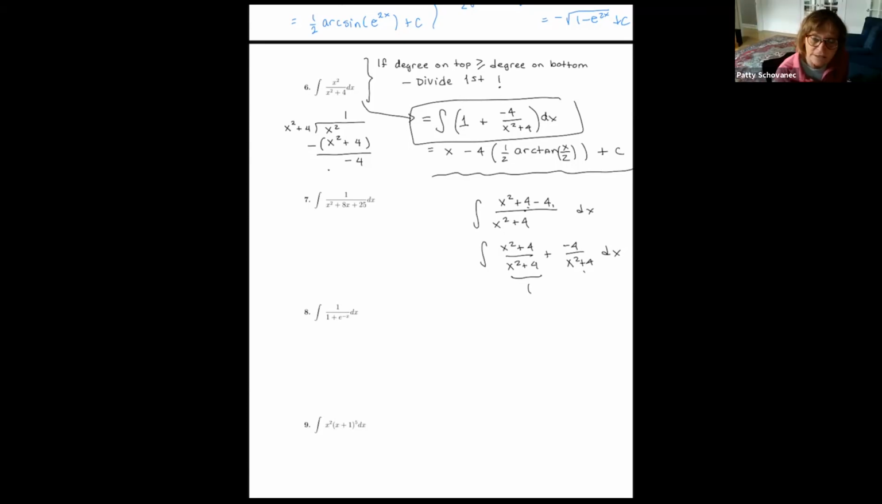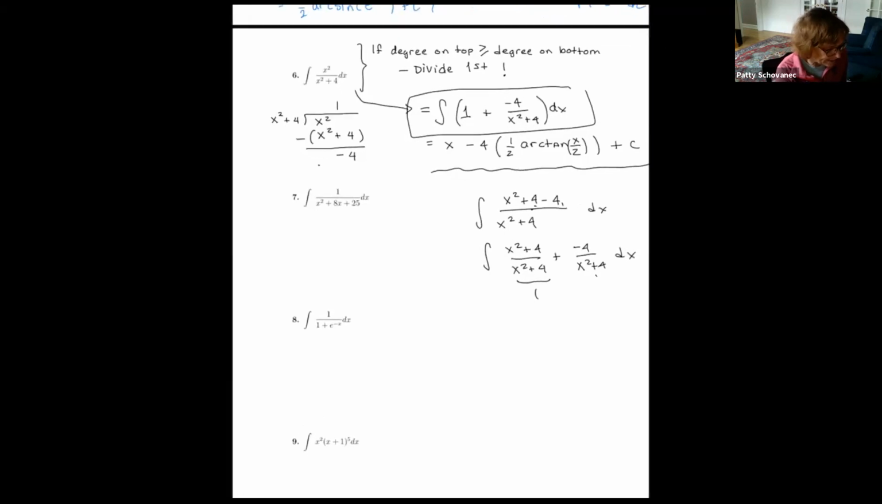Every one of these on here can be done with some sort of algebra. So we're looking at number 7 there. If I didn't have that 8x in there, if that was gone, x squared plus 25, that's an inverse tangent integral. But that's not gone because look, there it is.